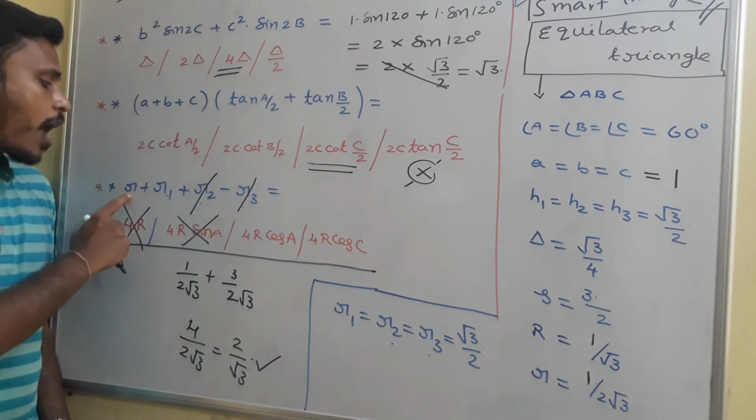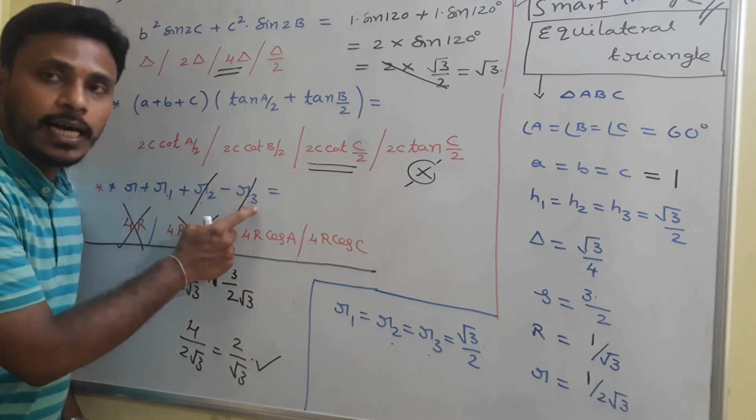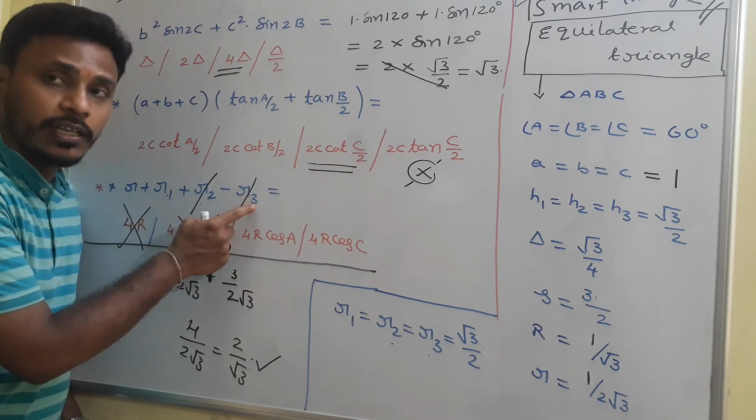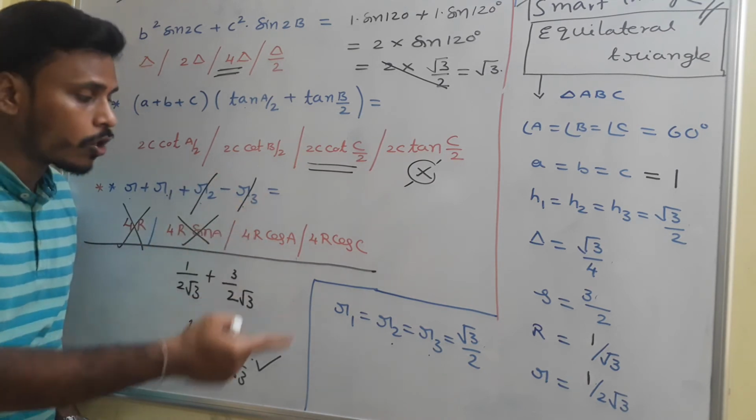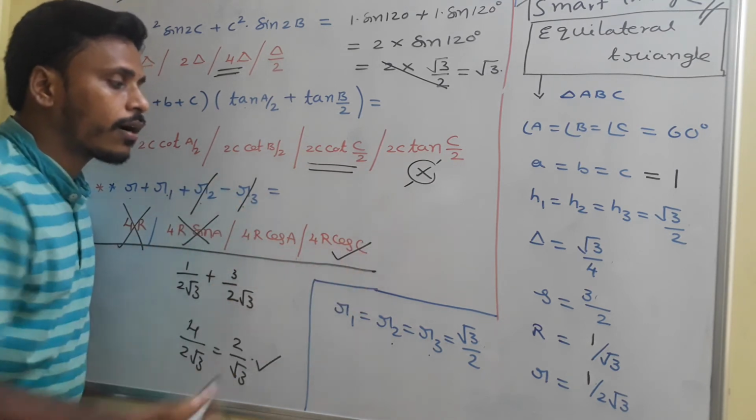Here r plus r1 plus r2 minus r3. So minus is there for 3. So for sure the answer also involves c or 3. So your answer is 4r cos c.